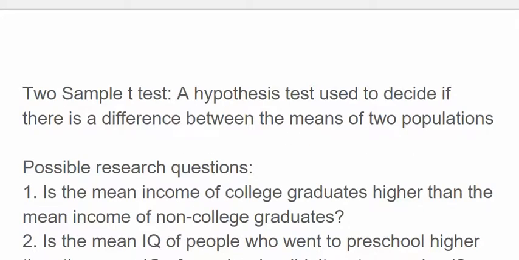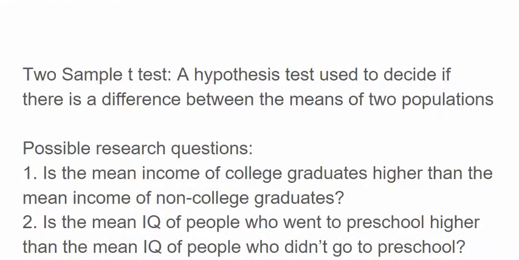So a two-sample t-test is a hypothesis test that's used to decide if there's a difference between the means of two populations, and it's called a two-sample t-test because a person calculates a t-score during a two-sample t-test. We'll get to that later.